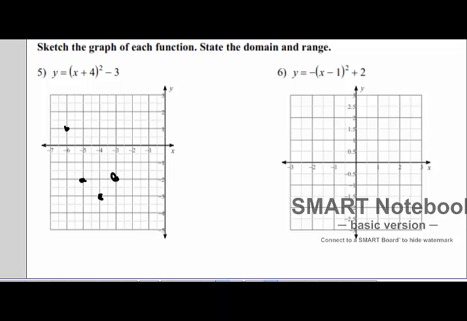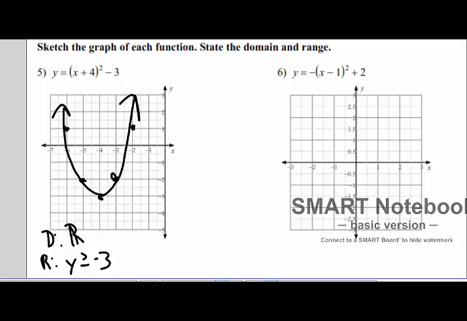But we can't go up 9. Then we flip all of our points over. And we connect our dots. So this one should look like a curve, not a V. So again, our domain, just like absolute value, is all real numbers. Your range, well, this one's opening up, so y is greater than or equal to -3, the k value.